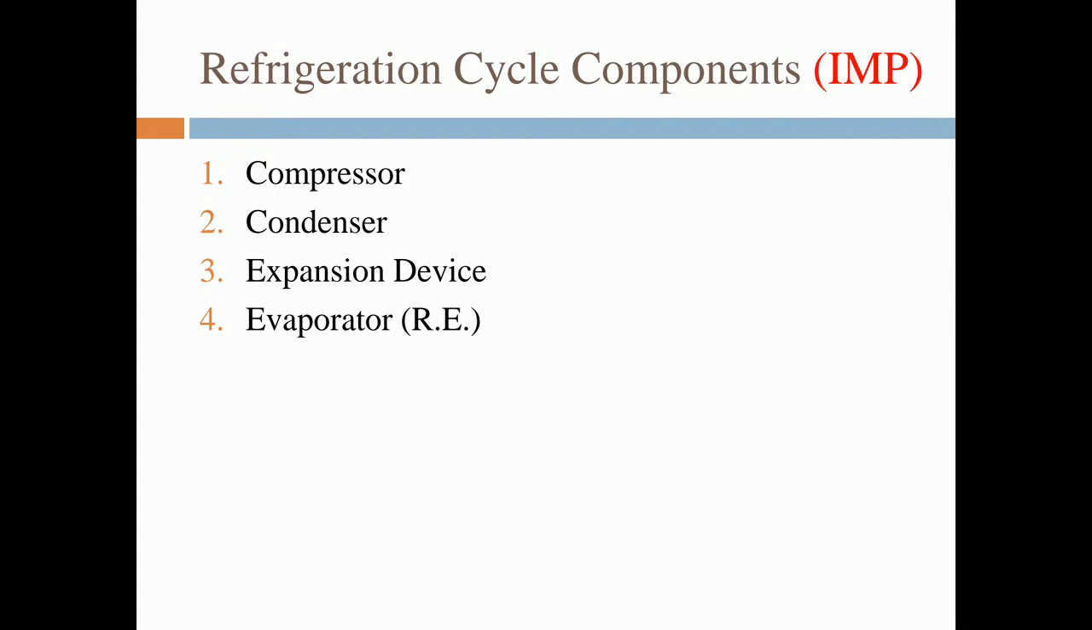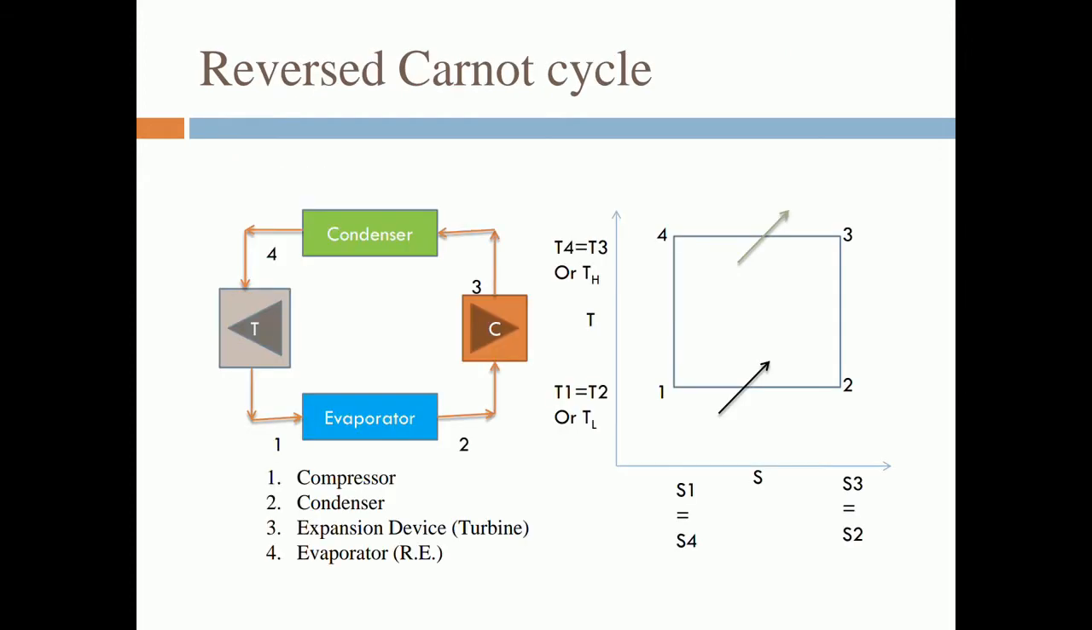One is known as a compressor, another known as a condenser, third one is the expansion device, and the fourth one is the evaporator. Now the basic cycle we will discuss first is known as the reverse Carnot cycle. We already discussed this reverse Carnot cycle in the thermodynamics subject, but in refrigeration, to start the main cycle we need to understand the reverse Carnot cycle once again.